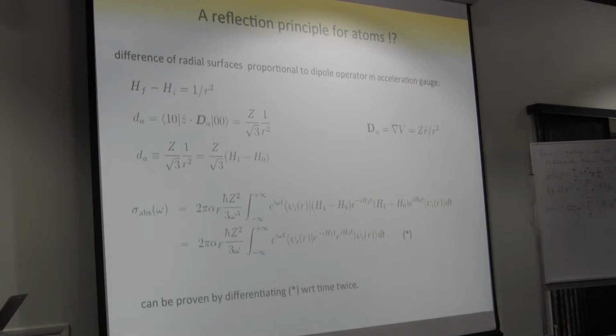You see that in detail. So the difference of our final and initial state Hamiltonian is directly proportional to one over r squared if we go from L equals 0 to L equals 1. That's very easy to see.